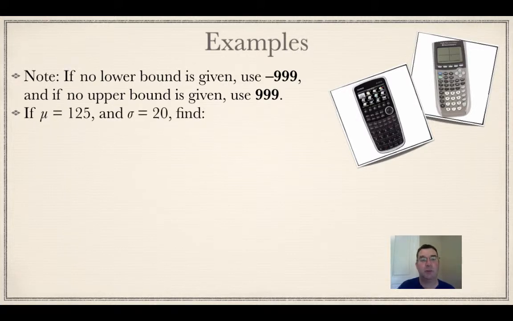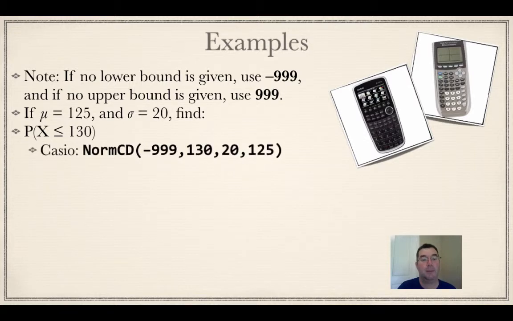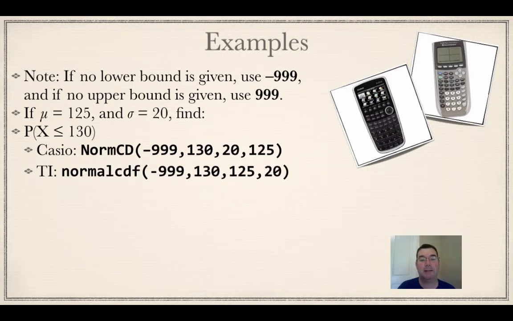So again, I've got mu equaling 125 and sigma equaling 20. If I just want the probability that something is less than or equal to 130, then I'll use negative 999 as my lower bound. I'll use 130 as my upper bound. 20 is still my sigma, and 125 is still my mu. TI, same thing. Change the order of the last two numbers, and I get an answer of 0.5987.